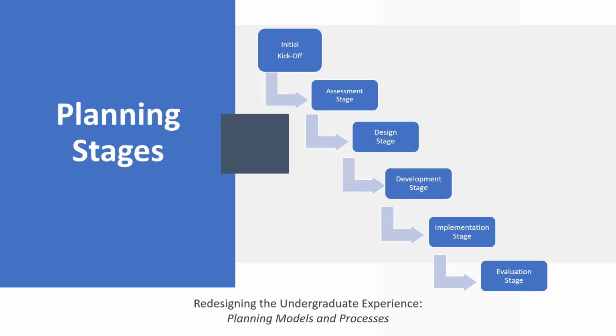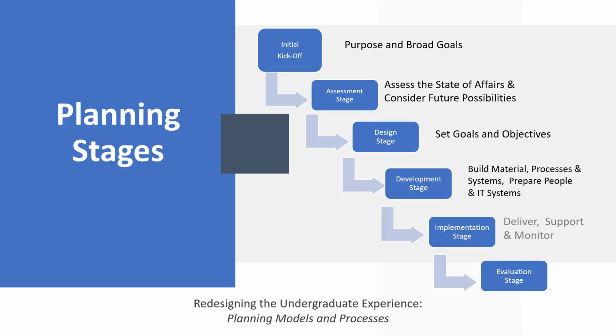Planning models often organize the planning process into a series of stages. Although different planning models use different terms to describe each stage, the start of the planning process often formally begins with initial kickoff. During this stage, the scope, rationale, and desired outcomes of the project or initiative are identified and described. The planning process continues through a series of stages from assessment, design, development, implementation, and evaluation. Each stage has a different goal and desired outcome.